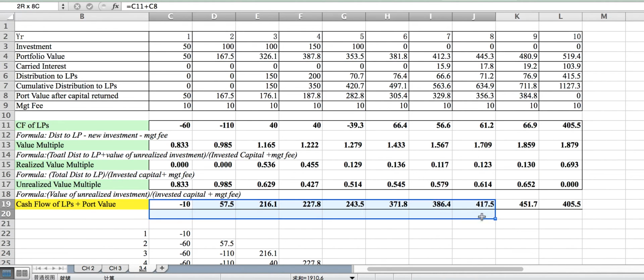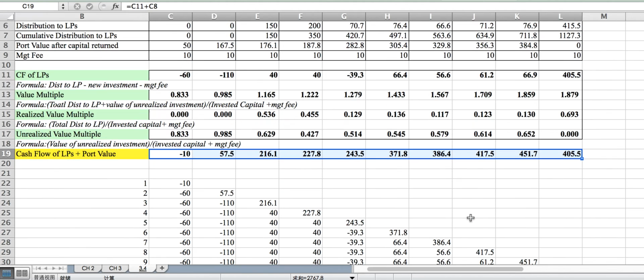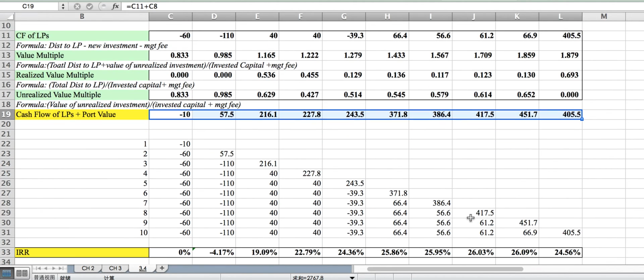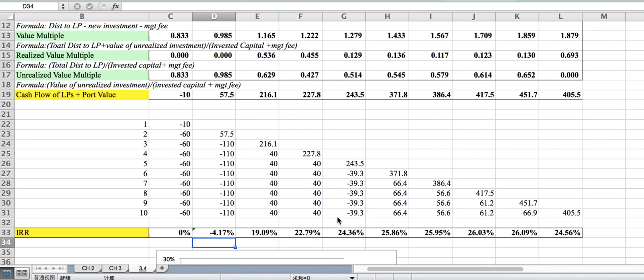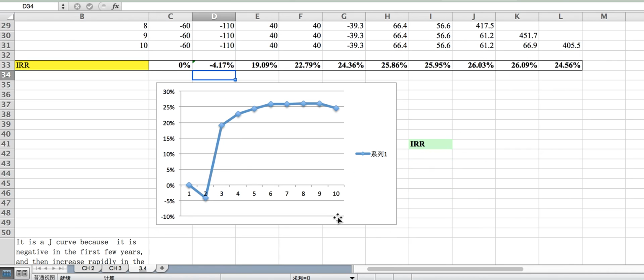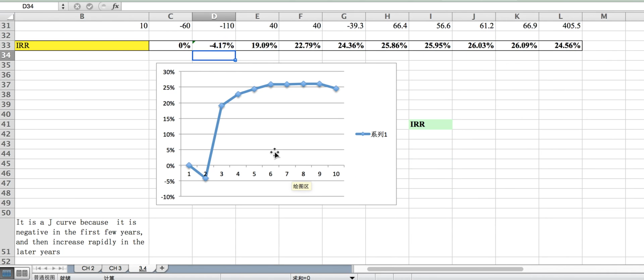Then I can calculate the cash flow of limited partners plus portfolio value, and these cash flows are used to calculate the internal rate of return. For the IRR, I use the Excel formula, which is here, and just plug in the cash flows. Then I can draw a graph here for IRR. And I believe it is a J-curve because it is negative in the first few years and then increases rapidly in the later years.